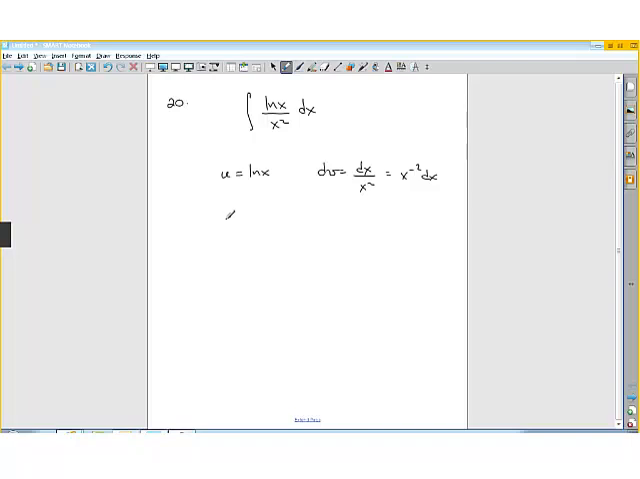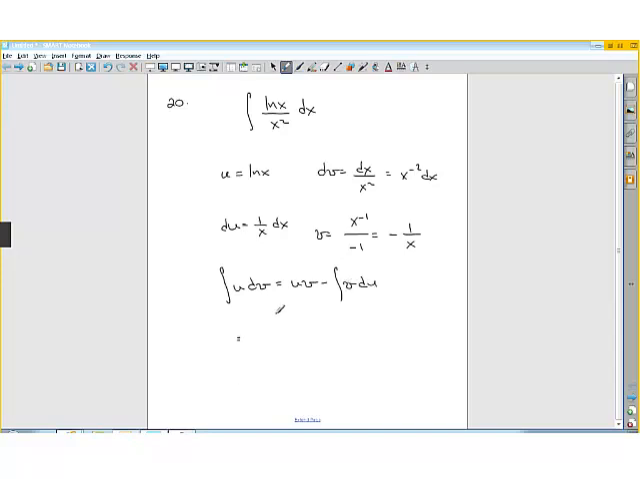So then we take the derivative of u, which is 1 over x times dx. The integral of x to the minus 2 power dx is going to be equal to x to the minus 1 power divided by negative 1, which is the same as negative 1 over x. Okay, so the next thing we do is we write out the equation for integration by parts, which says the integration of u dv is equal to u times v minus the integral of v du.